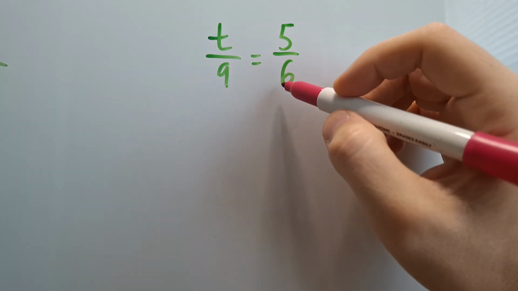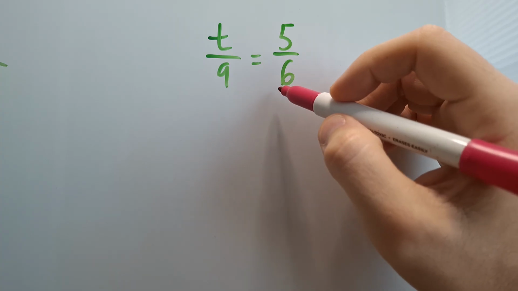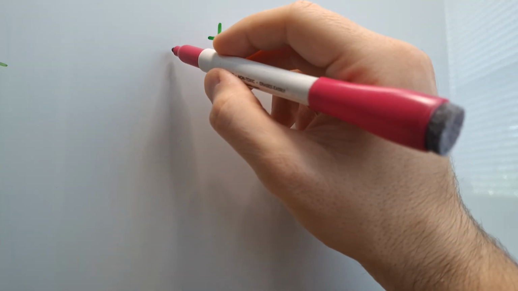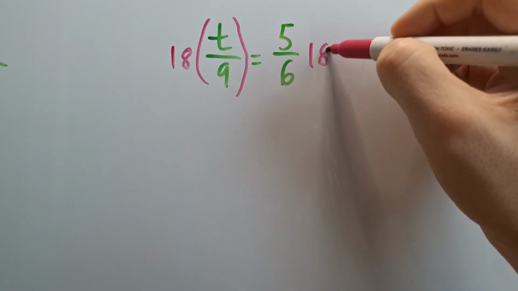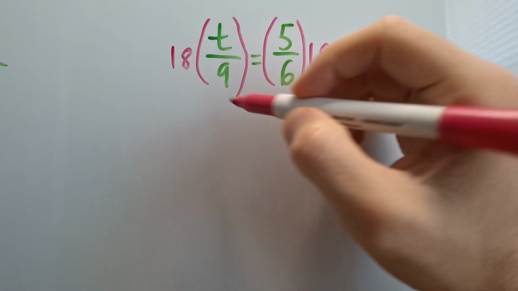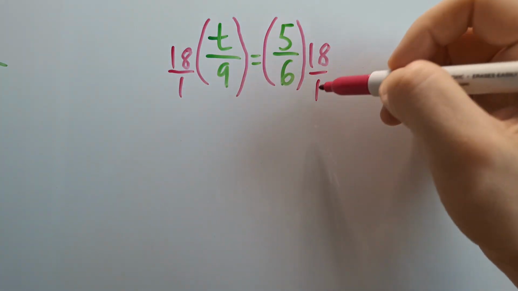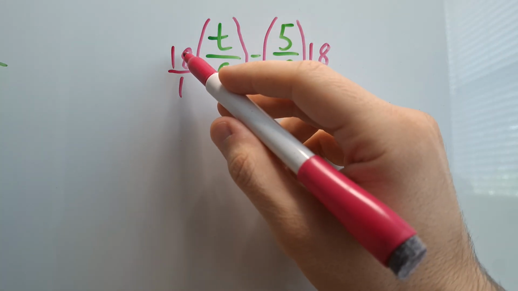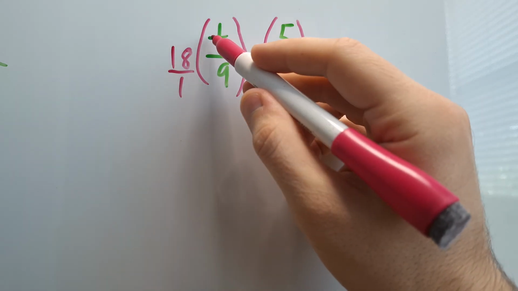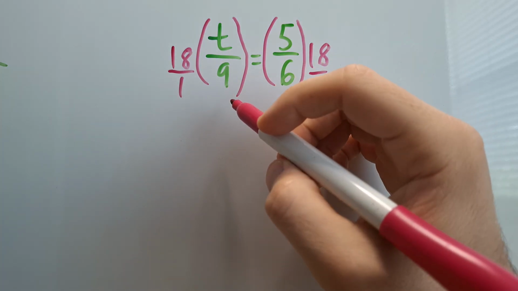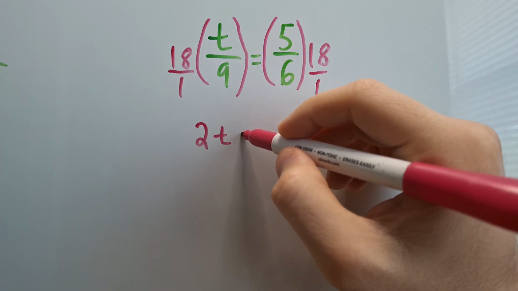We can eliminate fractions by noticing that 9 and 6 both share a common multiple, and that multiple is 18. If I multiply that to both fractions, remember this is the same thing as multiplying by 18 over 1. 18 times t over 1 times 9, so that's 18t over 9, which when it's in simplest form becomes 2t.